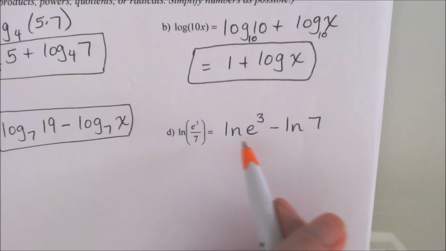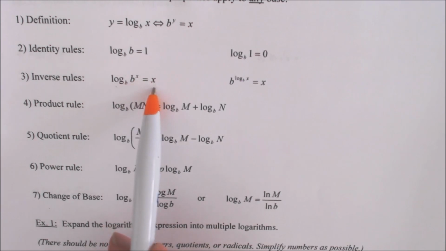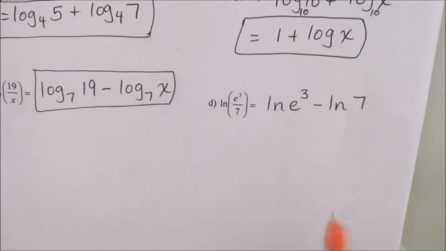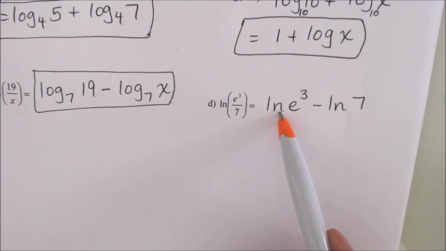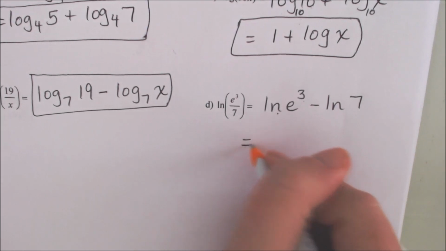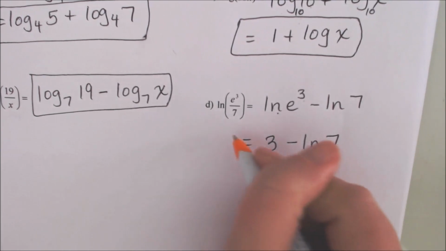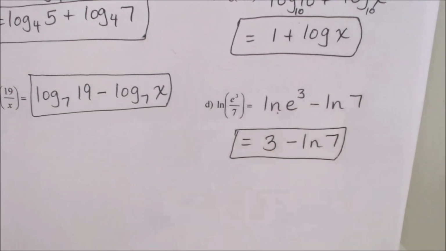Natural log of e to the third, remember our inverse rule from back here, log base b of b to the x just left you with x. That applies here because what is the base for natural log? Remember, that's base e. So natural log of e to the third will just simplify to 3. So we have 3 minus the natural log of 7, and that's completely expanded.